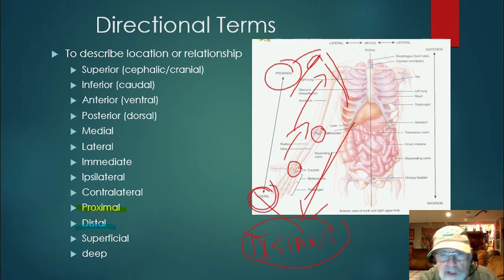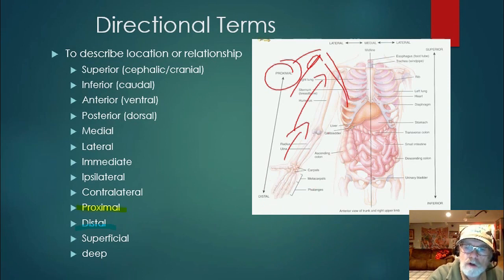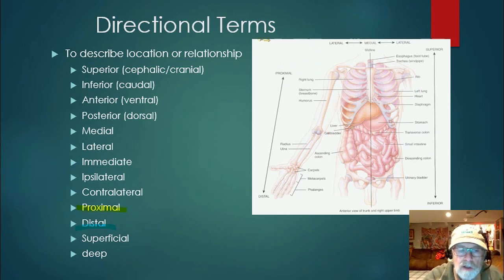And again, if something's closer to where things start, it's proximal. If something's further away, it's distal. And that's comparing two things with each other again. So hopefully that's not too much of a problem. These are words you have to know. No questions about them. You have to know. Okay, these are common words.